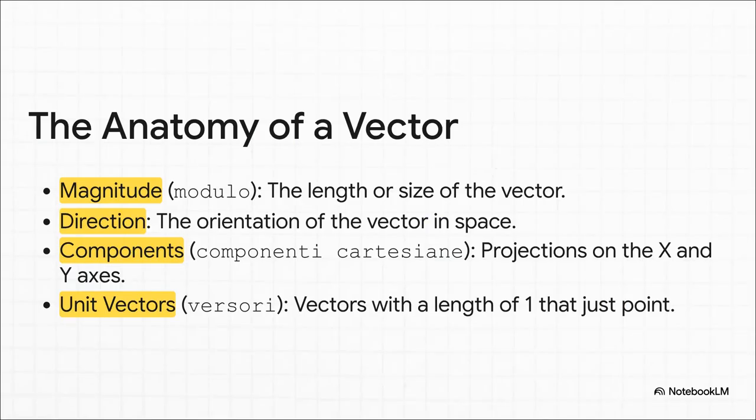So let's look at the anatomy of a vector. What are its parts? And yeah, you'll see a few Italian terms here. They pop up a lot in classic physics, so it's good to know them. First up is its magnitude, or modulo. That's just a fancy word for its length. How long is the arrow? Then, of course, you've got its direction. Now, to actually do math with these things, we break them down into components. Think of them like the vector's shadow on the x and y axes. And last but not least, we have these super useful little helpers called unit vectors, or versori. Their only job is to point. That's it. They're like little signposts.